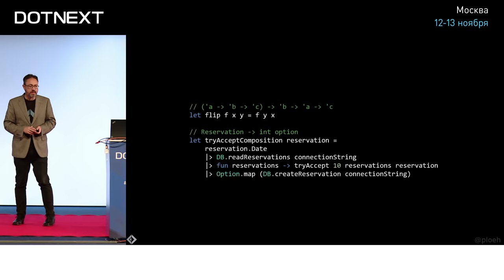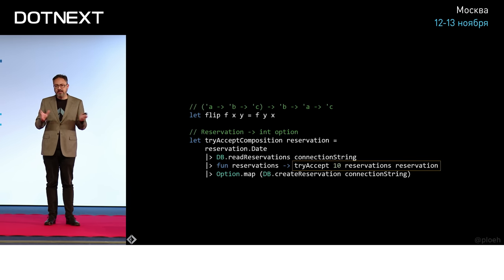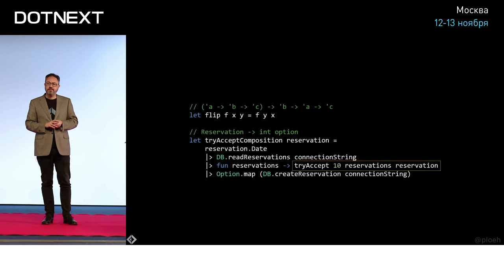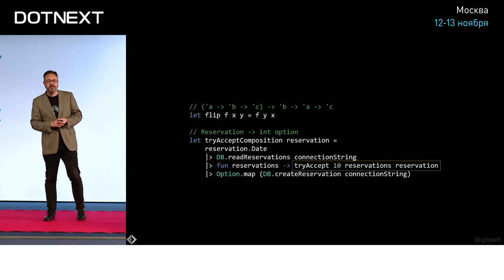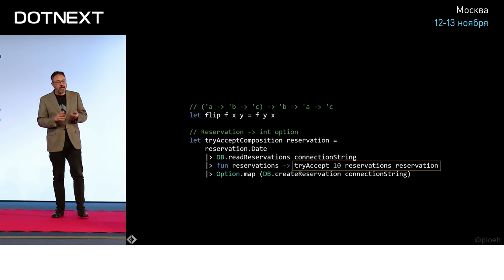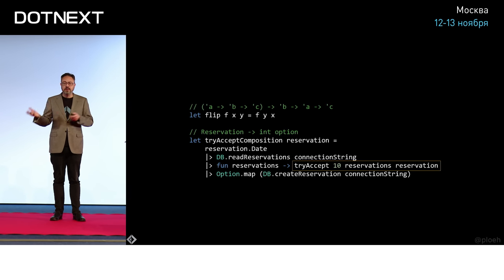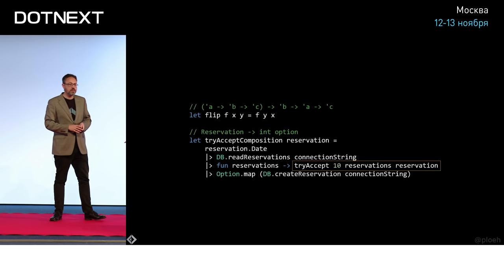So it'd be nice if we could do that. Try-accept, unfortunately, is a function that takes three arguments. So we can't really flip try-accept because flip only flips things that take two arguments. But we can partially apply try-accept with 10. If we do that, we get a function that takes two arguments, and then we can flip that.